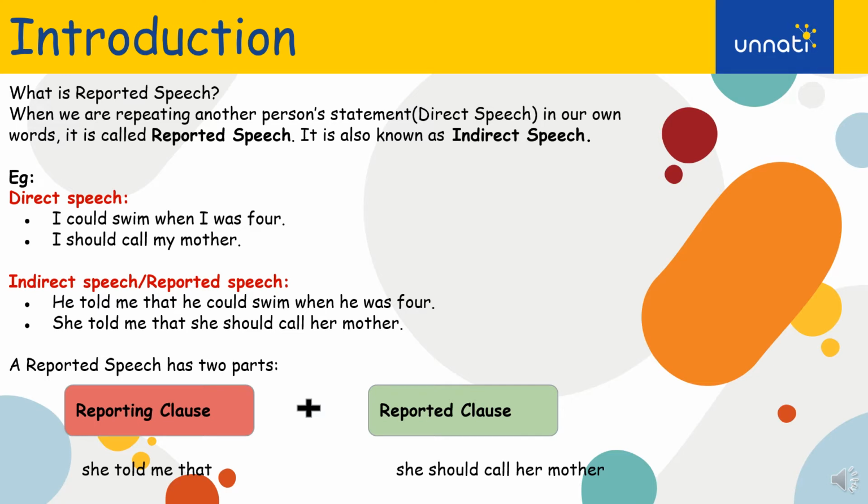Let us look at the next example. Suppose your friend also expresses concern about her mother and she says, you know, I should call my mother. And you are discussing that with your parents again, and you say, you know, I met my friend, she seemed concerned about her mother. She told me that she should call her mother. So, the difference is visible, guys.